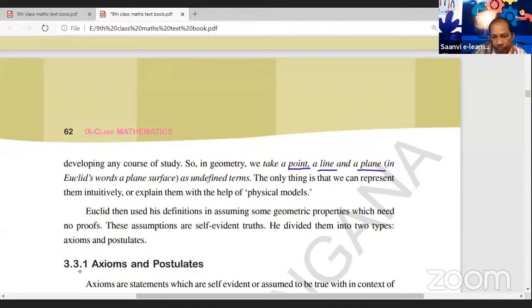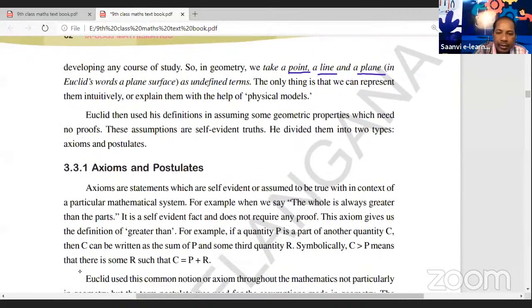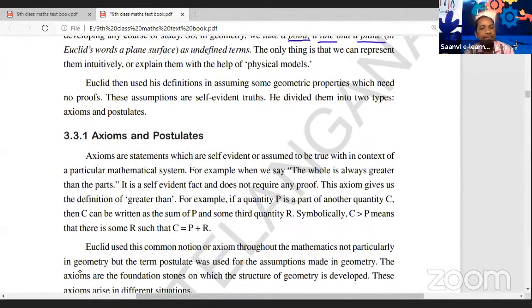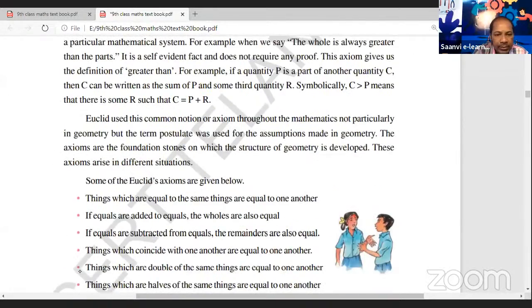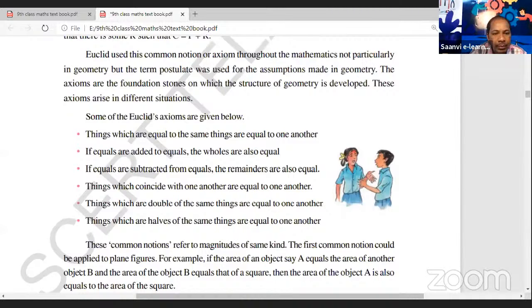So we take a point, a line, and a plane. In Euclid's words, a plane surface as undefined terms. And he has given some axioms and postulates. Let us see what axioms and postulates he has given. Some of Euclid's axioms are given below. The first one is: things which are equal to the same thing are equal to one another.